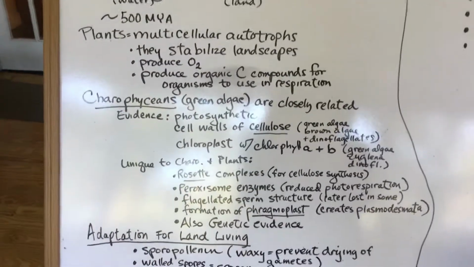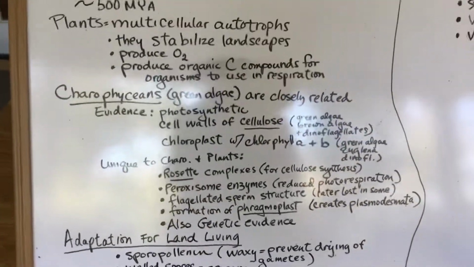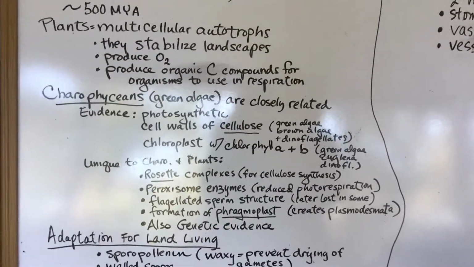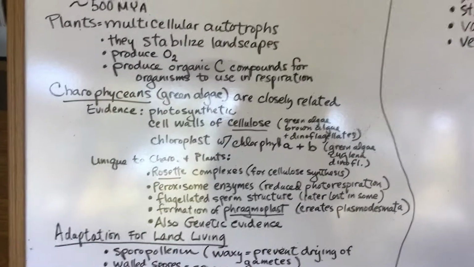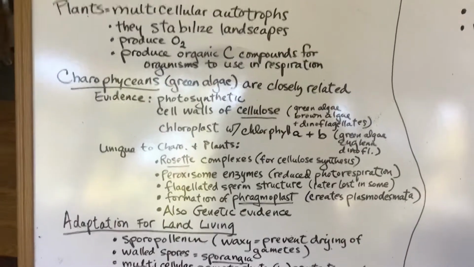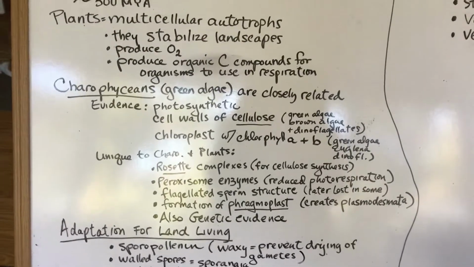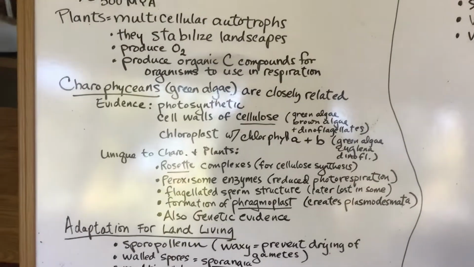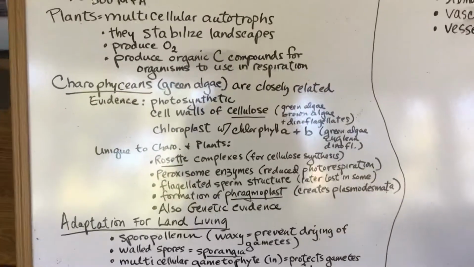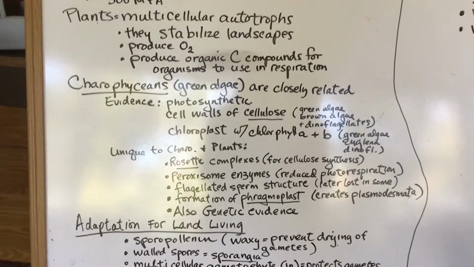The things that are unique to charophyceans and plants start with something called a rosette complex. This is a rose-shaped structure for the synthesis of cellulose as the organism is making cell walls. They also have peroxisome enzymes. You might recall the process of photorespiration from Core 1. This is a process where the plant can lose carbon if the stomata are closed or if there is low carbon dioxide available, and so they would need that, especially on land.